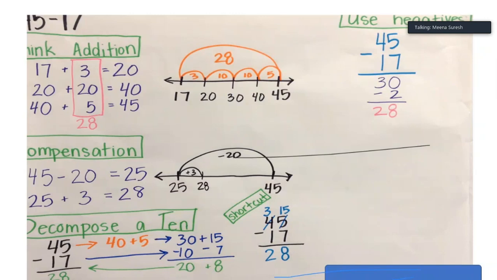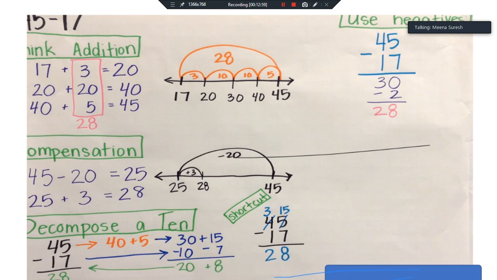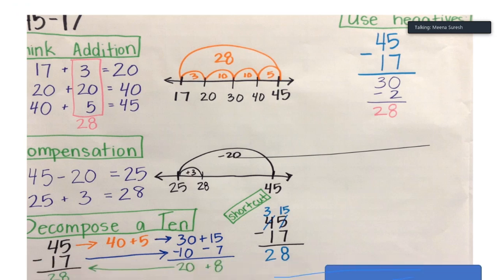Next, the compensation method. 45 minus 17, he has to do only 17. But 20 is a friendly number. So he subtracts 20 first, goes to 25, but he understands he had to do only 17. So he adds back 3. This is another strategy. Then decomposing 10 is another strategy.